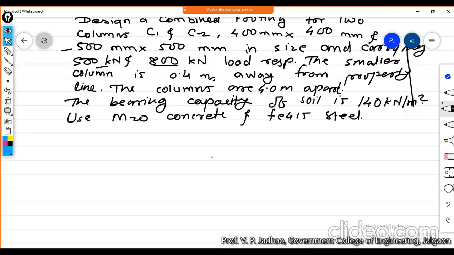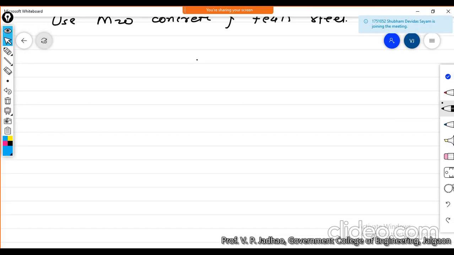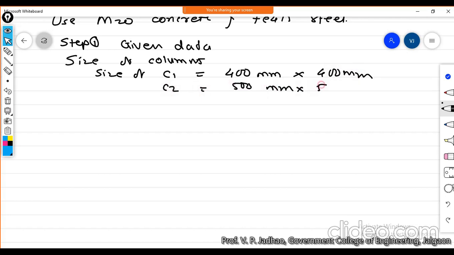Okay, so we'll start with the given data. Step 1 is given data. Okay, what is the given data? First is size of columns. Size of C1 is given as 400 mm by 400 mm. Size of C2 is given as 500 mm by 500 mm.